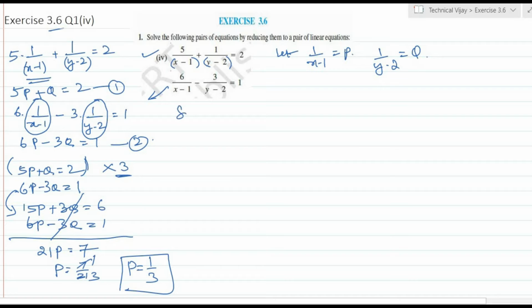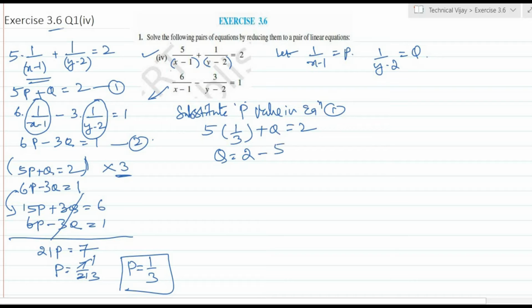So substitute the p value in equation 1. Okay, this is the equation. 5 into p, which means 1 by 3, plus q is equal to 2. So here q is equal to 2 minus 5 by 3, because this 5 by 3 goes to the RHS side. So now we will take the LCM. q is equal to 3 is the LCM. 3 2s are 6 minus 5. So q is equal to 1 by 3. So p is equal to 1 by 3 and q is also equal to 1 by 3.